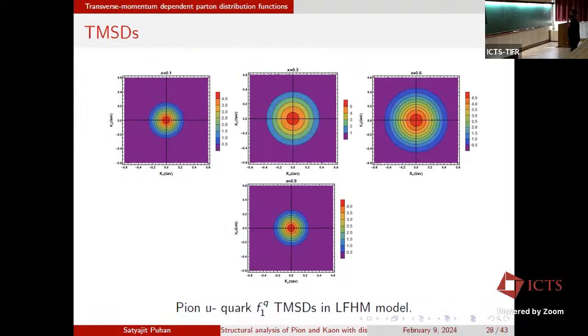These are the quark densities which I have plotted for u quark of F1Q in the light-front holographic model. You can see at x equal to 0.6, all the nodes are concentrating around x equal to 0. As it is an unpolarized TMD, it should look like this, and there is more density at the center, at x equal to 0.5 or 0.6.